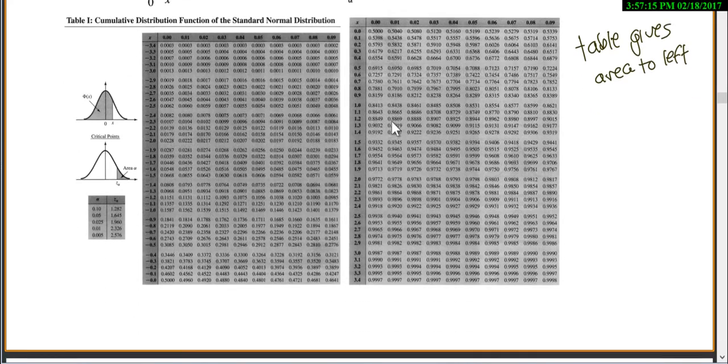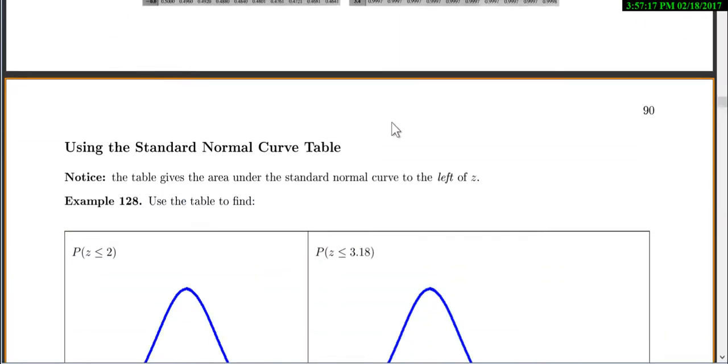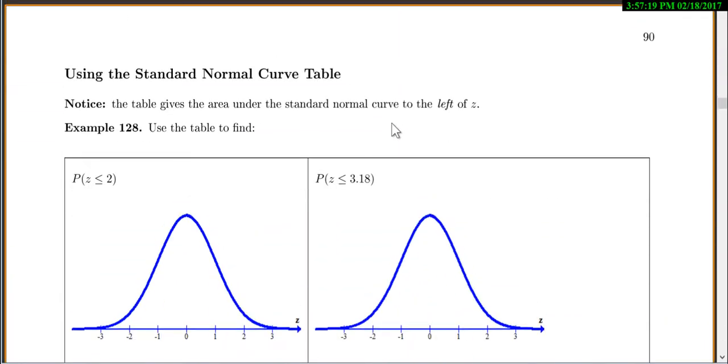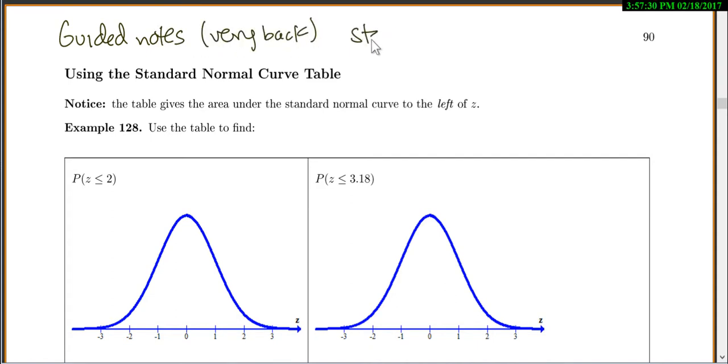Okay, now in your textbook, in your guided notes, at the very, very back, there's a standard normal curve table. And that's the one that we'll actually use in this class. You can't use the one in your textbook, though you get the exact same answers. But as far as the test, I give you the one that I made up.